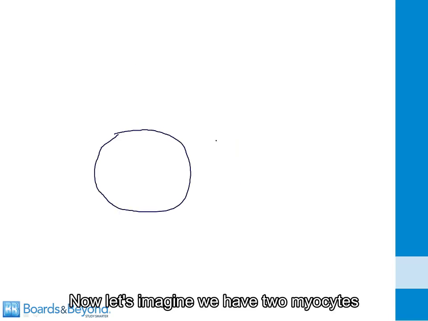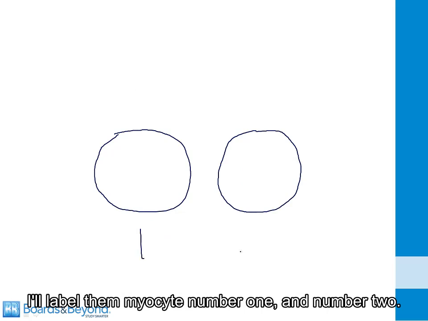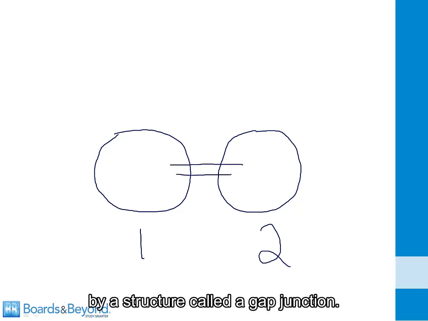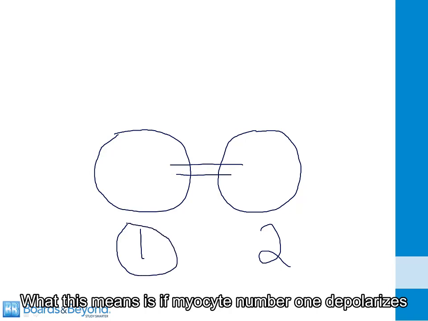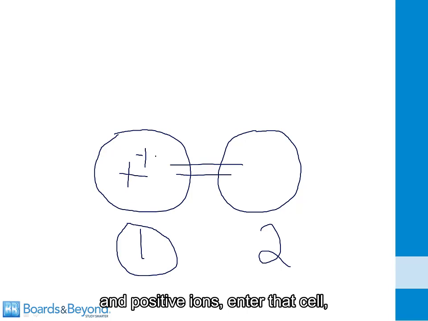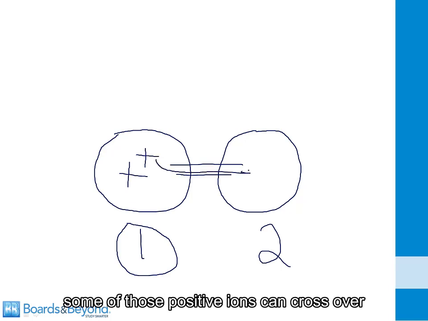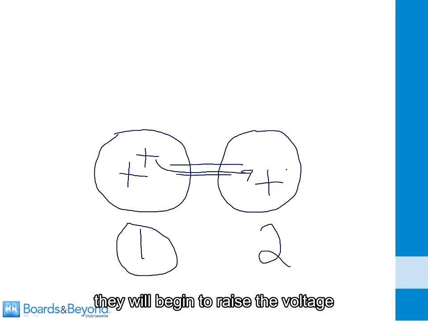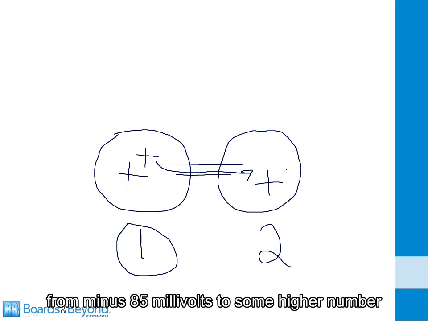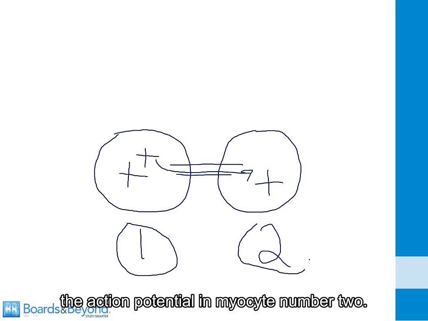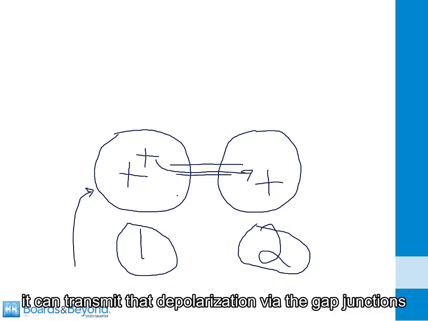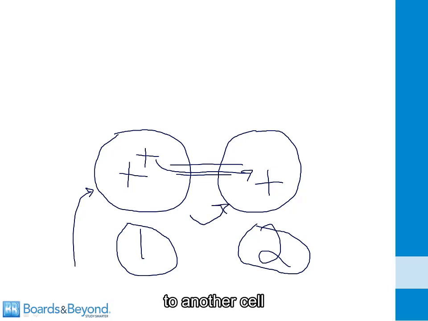Now let's imagine we have two myocytes that are sitting next to each other. I'll label them myocyte number 1 and number 2. These two cells are connected to each other by a structure called a gap junction. What this means is if myocyte number 1 depolarizes and positive ions enter that cell, some of those positive ions can cross over to myocyte number 2. Because these ions are positively charged, they will begin to raise the voltage from minus 85 millivolts to some higher number, and this will begin the action potential in myocyte number 2. So because of these gap junctions, when one cell depolarizes, it can transmit that depolarization via the gap junctions to another cell, and this leads to a series of depolarizations that travels through the myocytes.